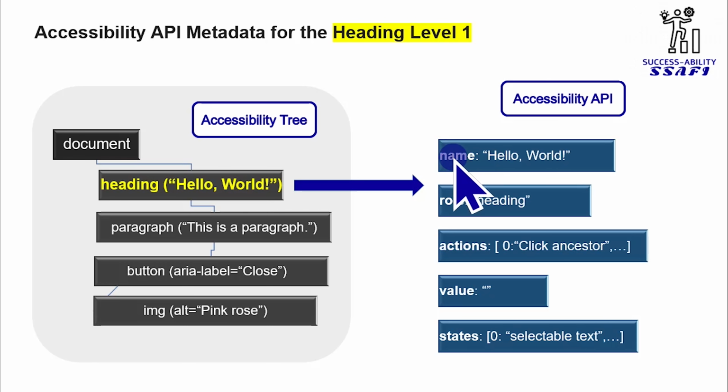So at this point, we have the accessible name of the heading level 1 as being hello, comma, world, exclamation. So that's the name or accessible name of this element. The role is a heading, and from the actions that are possible, it says click ancestor. So as you can see, this is an array of actions. Okay, so HTML elements can contain multiple actions. That's why they're being presented with an array. Similarly, we have states. States is also an array.